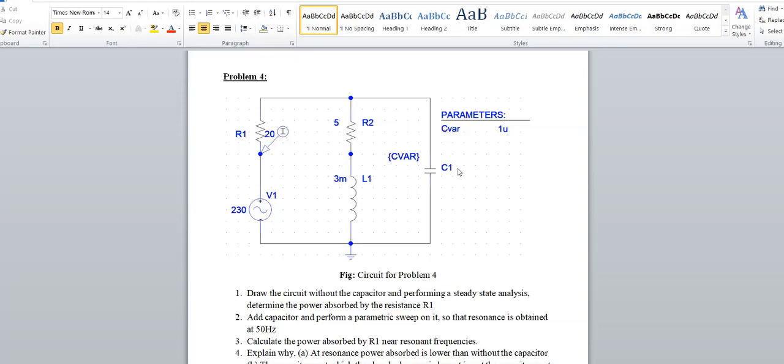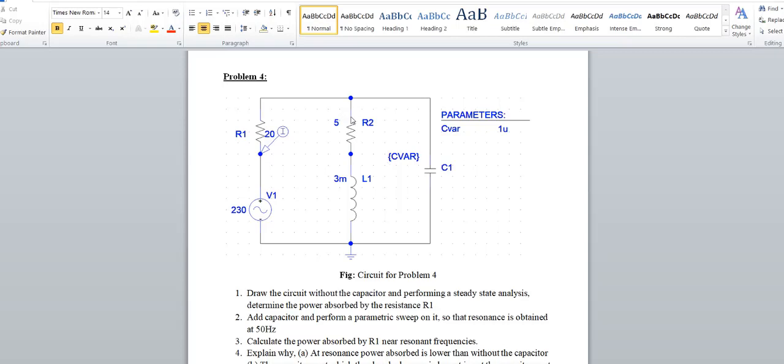Now in this part we are given a circuit here and we have to do certain things. At first if you see this circuit, you will notice that this is the circuit that is used in our normal life. We know that most of the electric appliances that we use are inductive loads. So this is our inductive load and this is the load resistance R2.